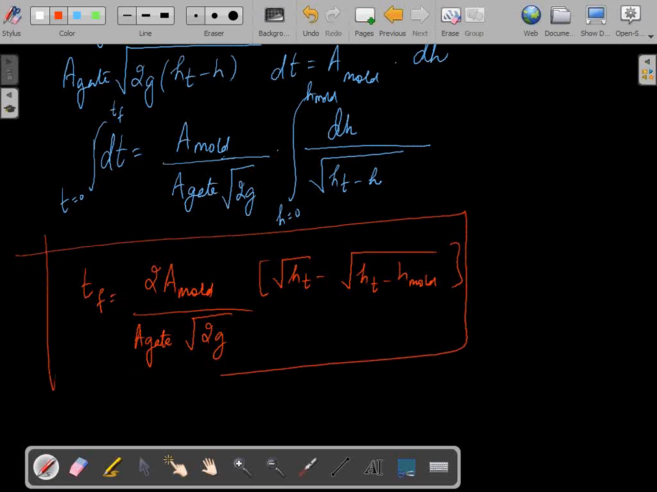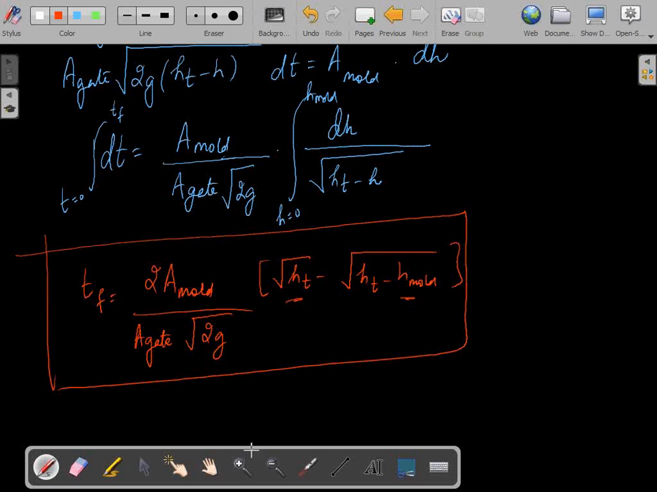So this is the time taken by a bottom gate to completely fill the mold cavity. Note this down before I move on. When you have noted it down, I'll move ahead. HT is the total height, and H mold is the height of the mold cavity. I hope you have understood this part. This is quite clear. This is very easy, isn't it? Great.